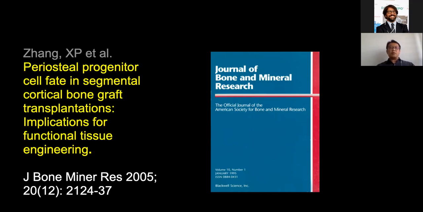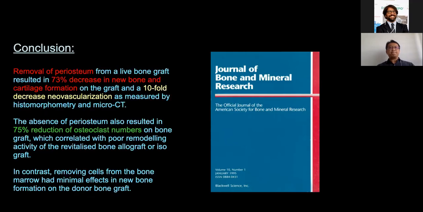In fact, there are lots of rich cells, there are stem cells and even osteogenic cells that help our graft consolidation. In fact, when you remove the periosteum, there is a 73% decrease in new bone and cartilage formation, and a tenfold decrease in neovascularization. It's incredible. And the absence of periosteum also resulted in a reduction in osteoclast numbers. Well, the question is, why would you want osteoclasts? Because if there are no osteoclasts, there is no osteoblast activity. You want good bone remodeling.